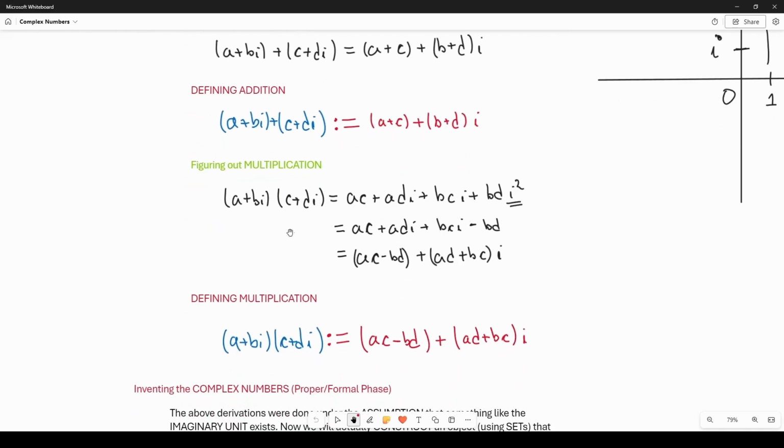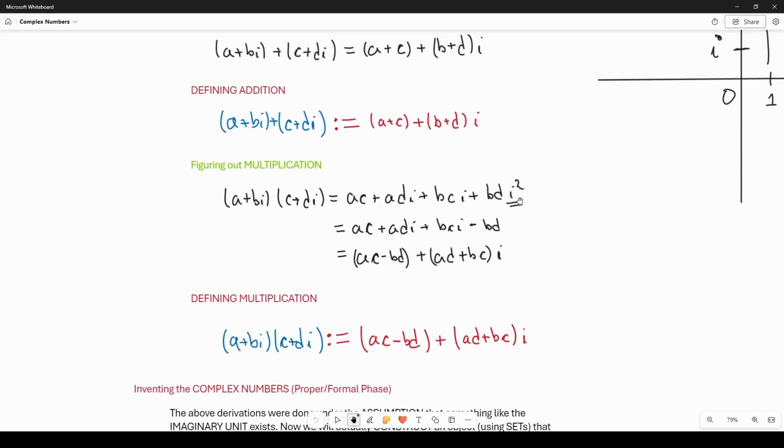Same for multiplication. Let's just do normal multiplication, like with the real numbers, and see what we get. So a times c, a times d i, b times i times c, and b times i times d times i. So we get this, and in the last term we have b times d times i squared.